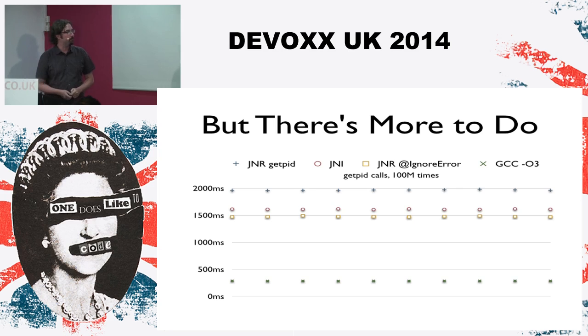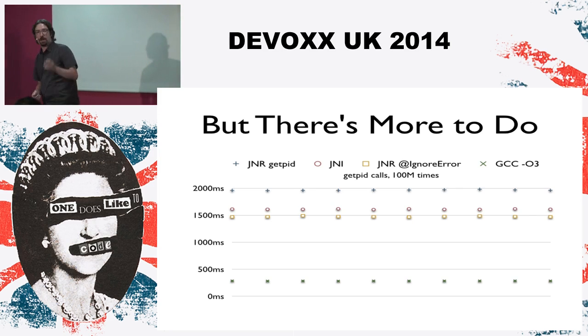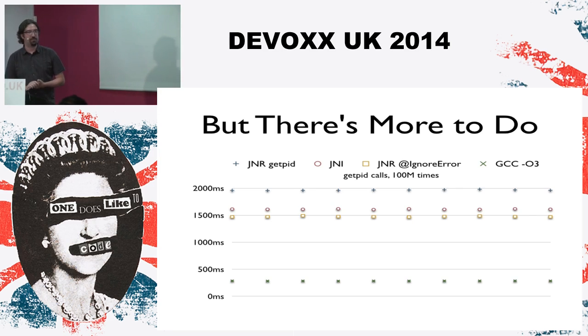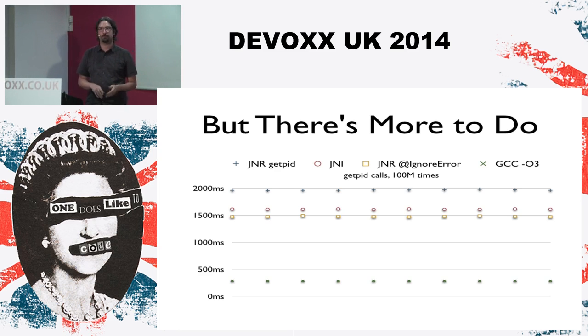Now that's the problem. Down at the bottom there, the green X's, that is GCC with optimizations level 3 making the same getPID call. Now, it's possible that a lot of the getPID calls are being optimized away. It's possible that it's doing some other trickery. But at any rate, it's doing a better job of making this getPID call as fast as possible. So we need to do a little bit more.